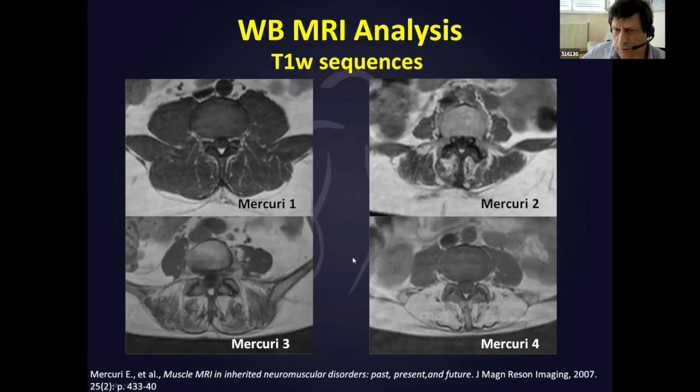It's not a real quantification. It is a visual quantification without any tool. So it's efficient for a description of pattern, but it's not efficient if you want to follow a disease and to detect a subtle modification of percentage of fatty replacement into muscle.